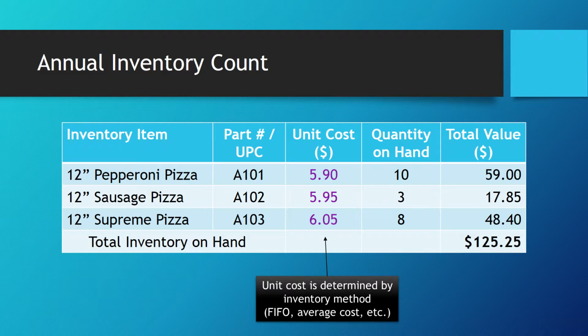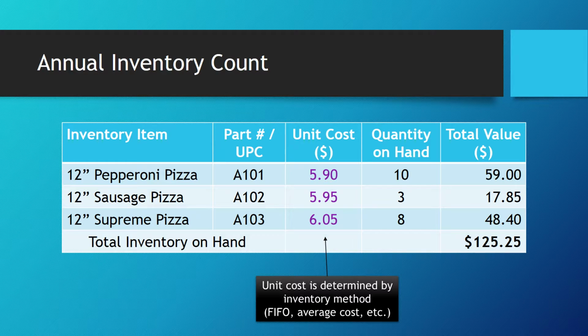Each row is a separate inventory item, across from which is its part number or UPC, the unit cost assigned to the product, and the count on hand. The unit cost times the quantity gives you the total value for that item. The sum of all the values equals the inventory on hand.